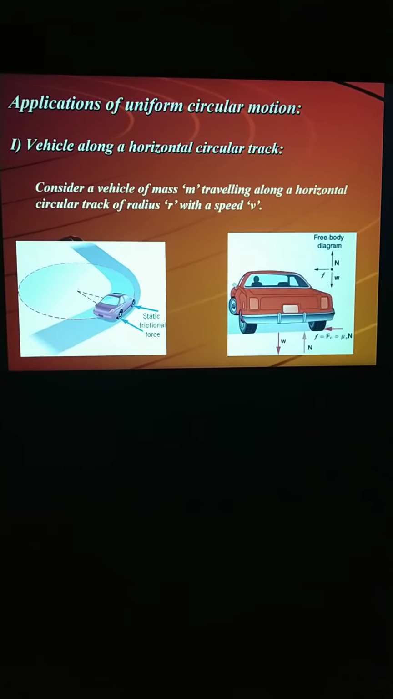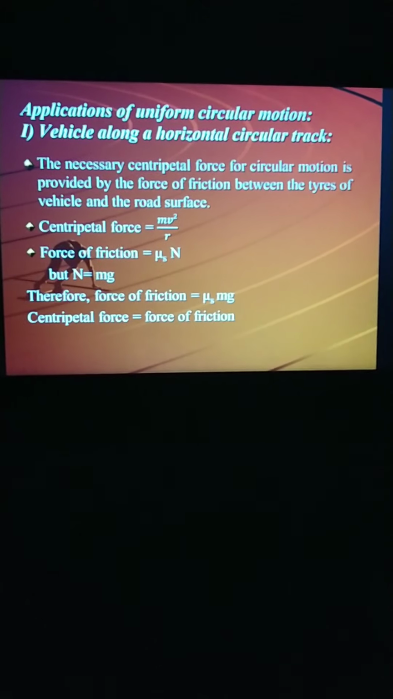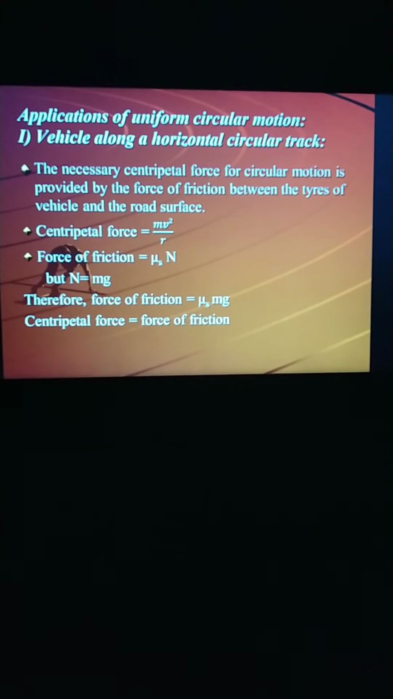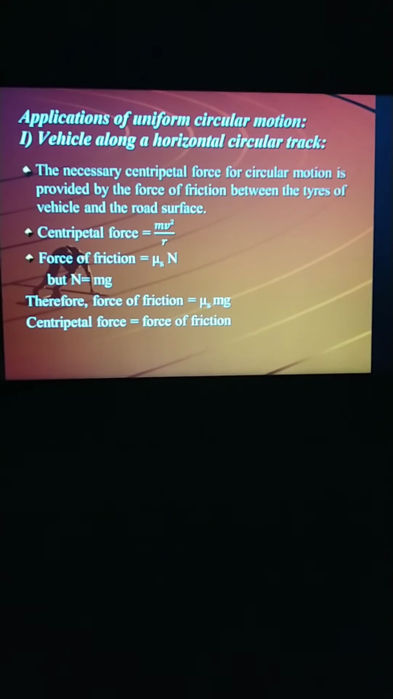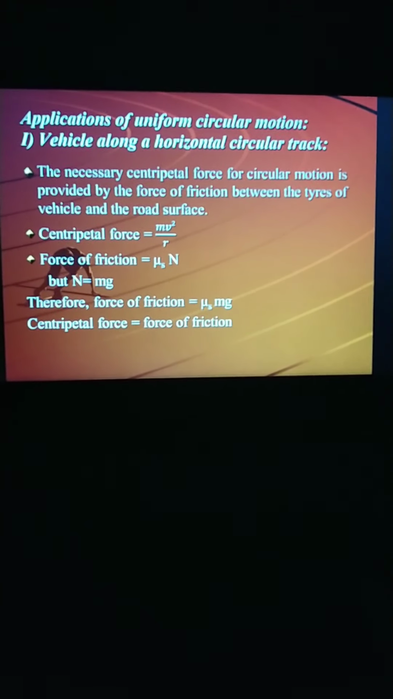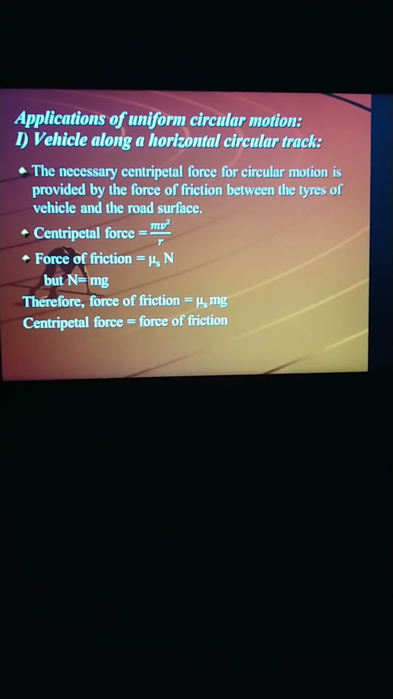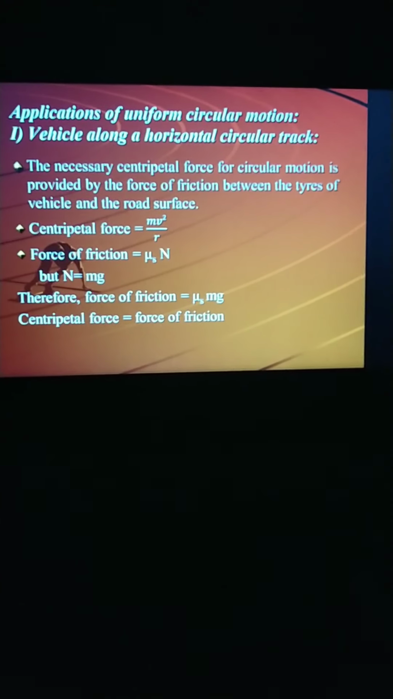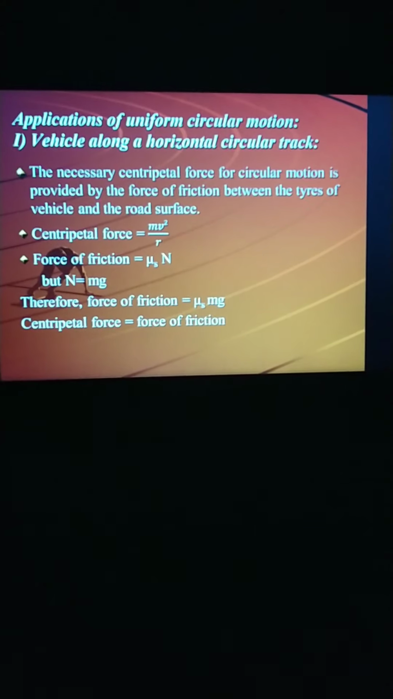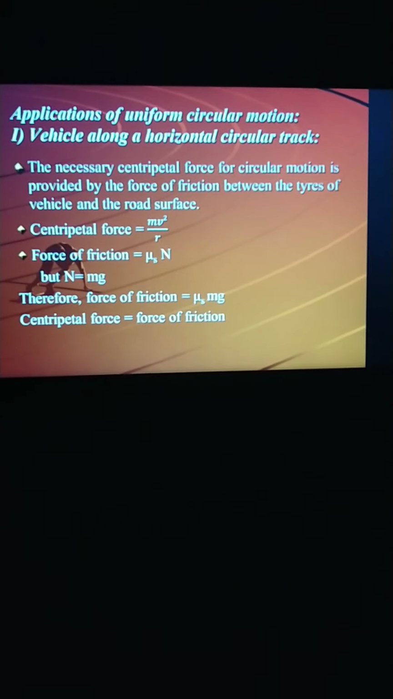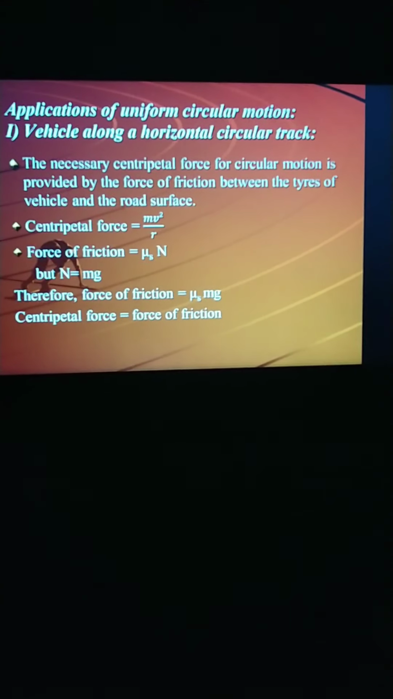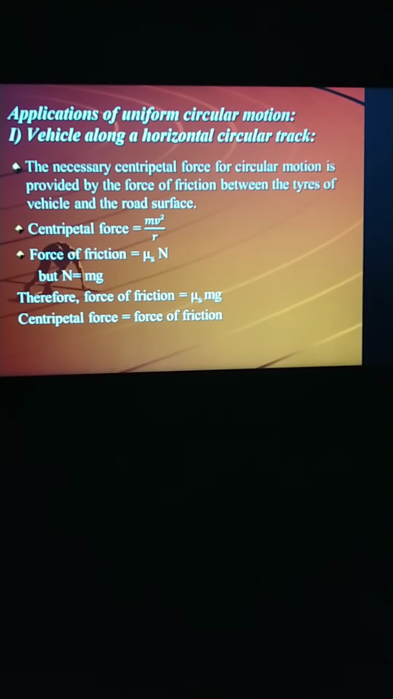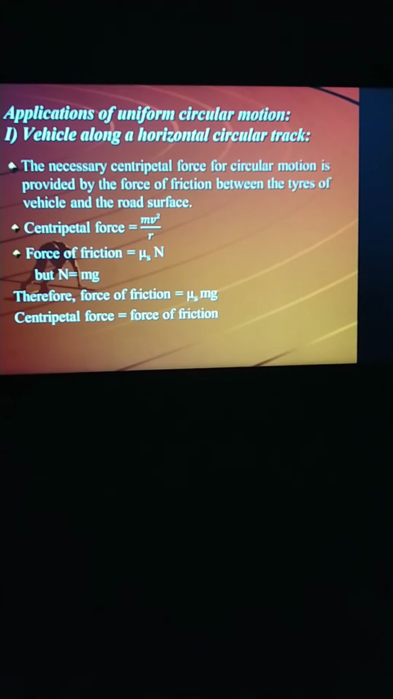The necessary centripetal force for the vehicle along the circular track will be towards the center of the curve, and that necessary centripetal force will be provided by the force of friction. That will be along the radius of the curve and towards the center. So the necessary centripetal force for maintaining the circular motion of the vehicle on the circular track will be provided by the force of friction between the tire of the vehicle and the road surface.